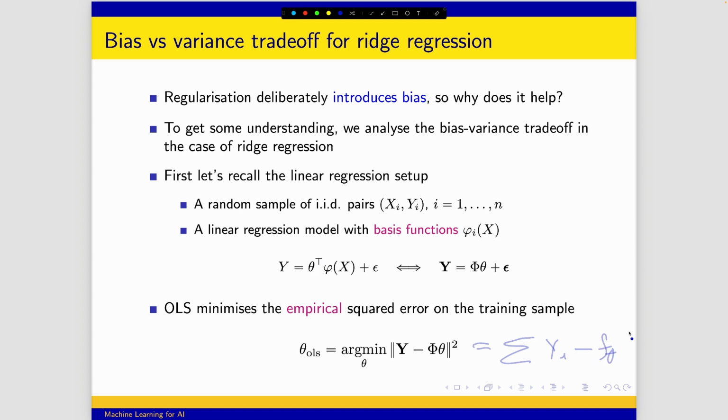And explicitly, this is equal to y i minus f theta at x i, where f theta of x is this thing here. So it's the sum of these squares from i equals 1 up to n. So over all of the data points. So this is precisely this. We are minimizing the empirical square error. So that's what we do in ordinary least squares.